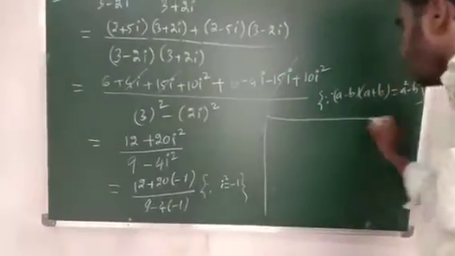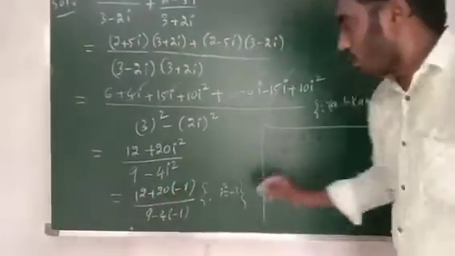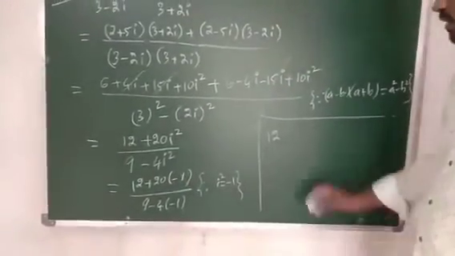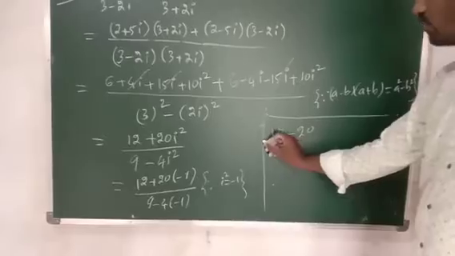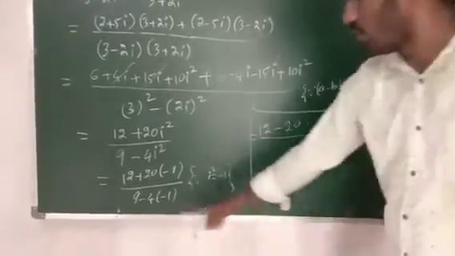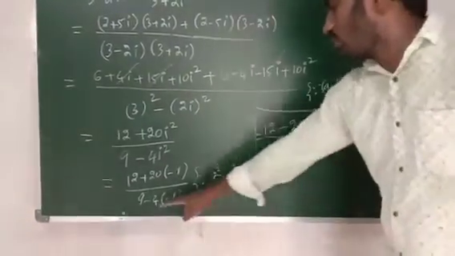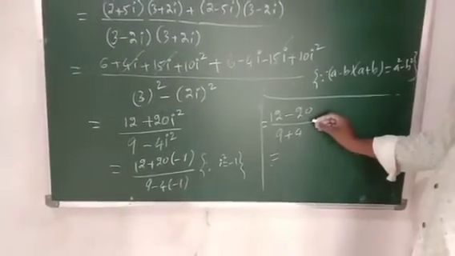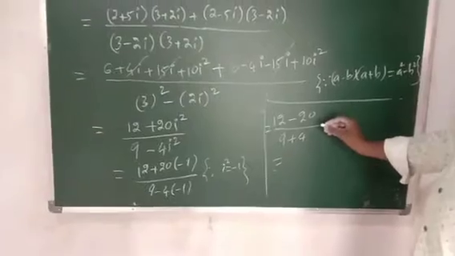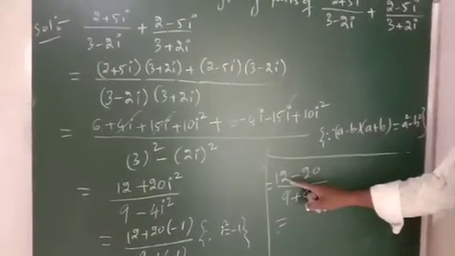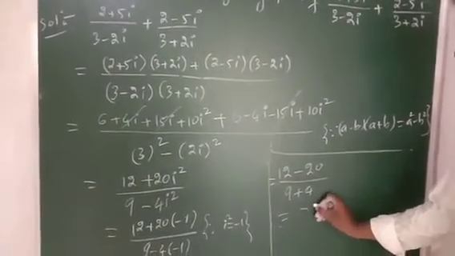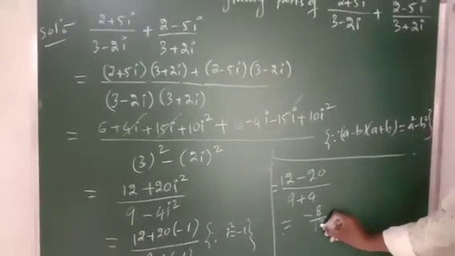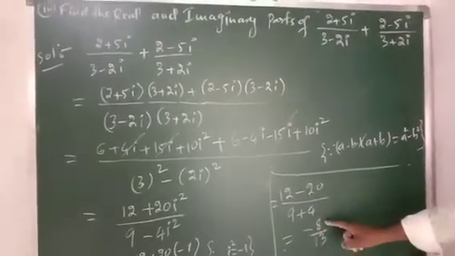Okay, now here, 12 plus 20 times minus 1 is minus 20, by 9 minus, minus into minus is plus, 4 into 1 is 4. So this is equal to, now here 12 minus 20 is minus 8, by 9 plus 4 is 13. So here the answer is minus 8 by 13.